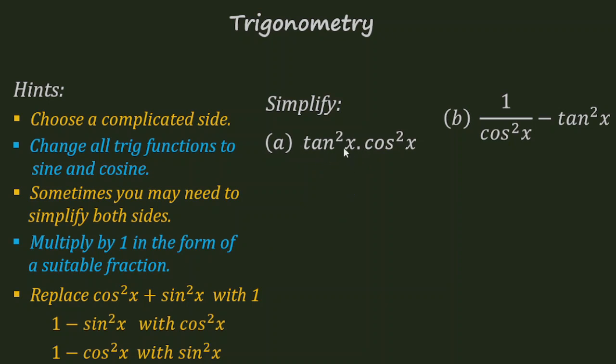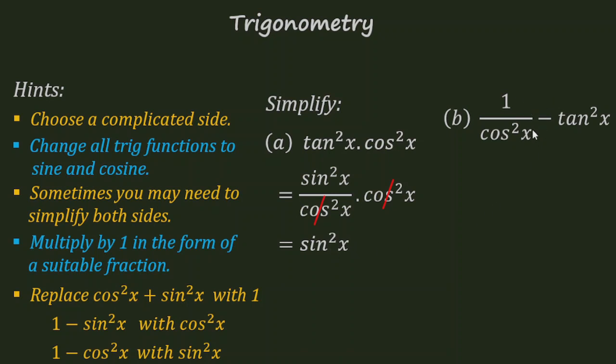In A, you are given tan squared theta times cos squared x, and you are required to simplify this. Now, we know that tan can be expressed in terms of sine and cos. You know that the identity says tan theta equals sine theta over cos theta. So if you find tan squared theta, you can write it as sine squared theta over cos squared theta. Now in this case, these two will cancel out, and you will only be left with sine squared x.